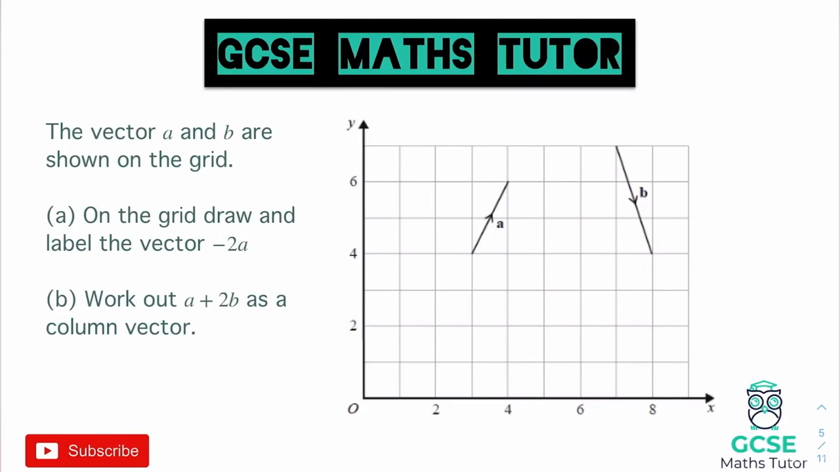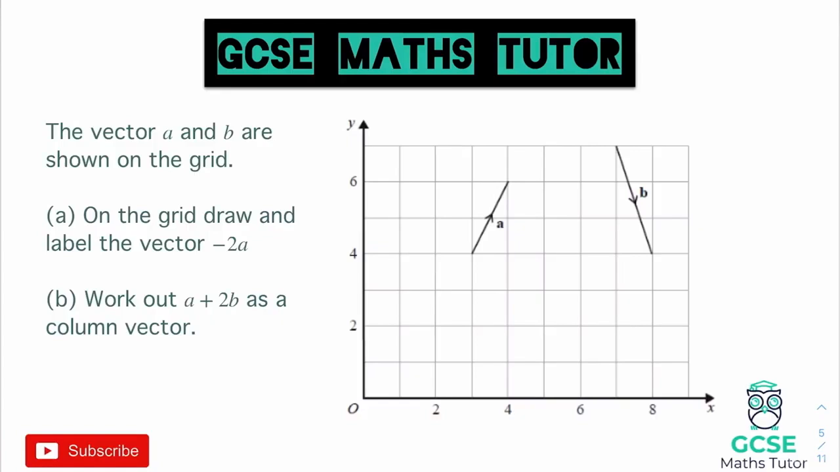Okay, so for these next few questions, we've got some visual vectors that we can actually see drawn on the grid. It says in the question here, the vectors A and B are shown on the grid. We've got vector A going upwards to the right, and vector B going downwards to the right. For part A, it says on the grid, draw and label the vector minus 2A. Now obviously 2A will just be double the distance of A. The fact that it's put a minus in there means it's going in the opposite direction. So instead of our arrow pointing upwards, it's going to be coming downwards to the left.